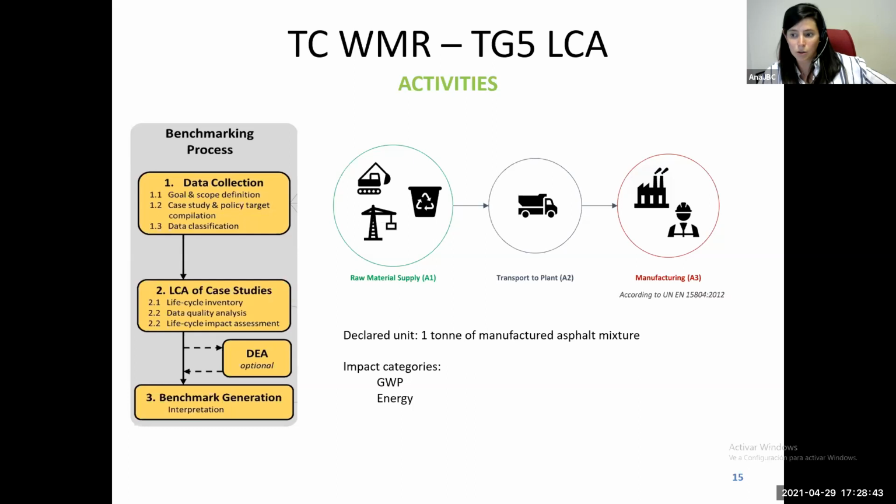So we are doing a cradle to gate analysis. This means that we work on analyzing the raw material supply, transport to plant, and the manufacturing life cycle stages of the mix. So these three stages. Our declared unit is 1 ton of manufactured asphalt mixture, and we are going to calculate 2 impact categories: global warming potential and energy. Tell me, Ben, I see you raise your hand.